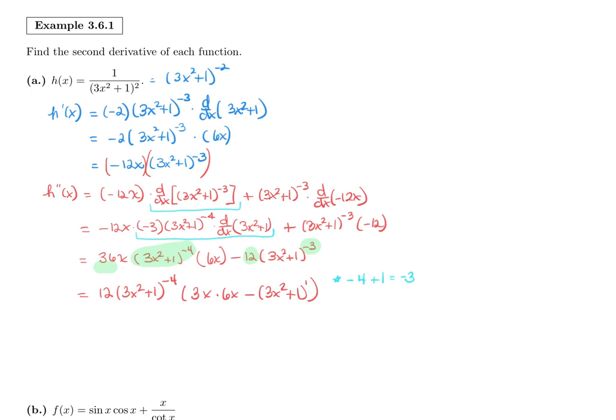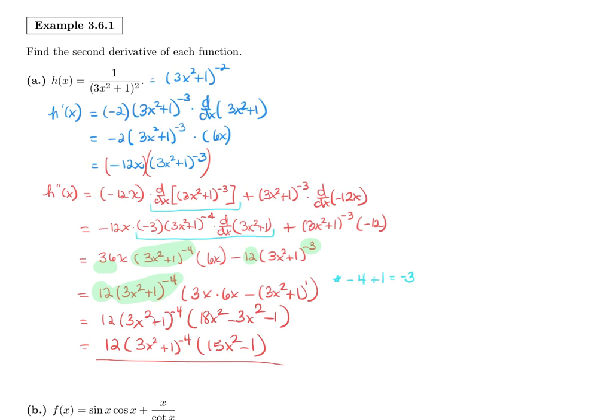So now that we have factored out our 12 and our 3x squared plus 1 to the negative 4, we can simplify the leftovers here, as we'll call them. What's left after we factor, we've got 18x squared minus 3x squared and minus 1. So we end up with 12 times 3x squared plus 1 to the minus 4 times 15x squared minus 1. And that is our solution for our second derivative. It's a lot of work, but if you just stay the course with the rules and with the algebra, you will get there.